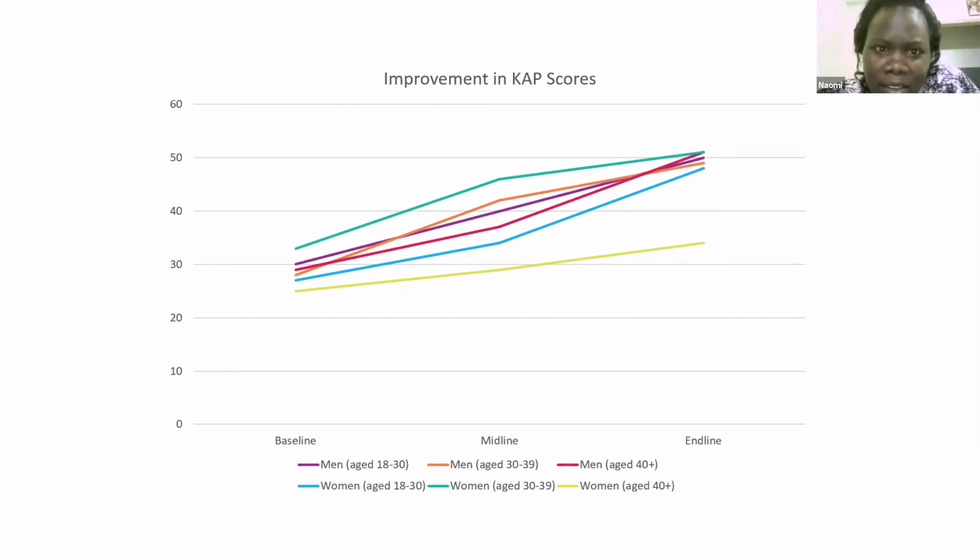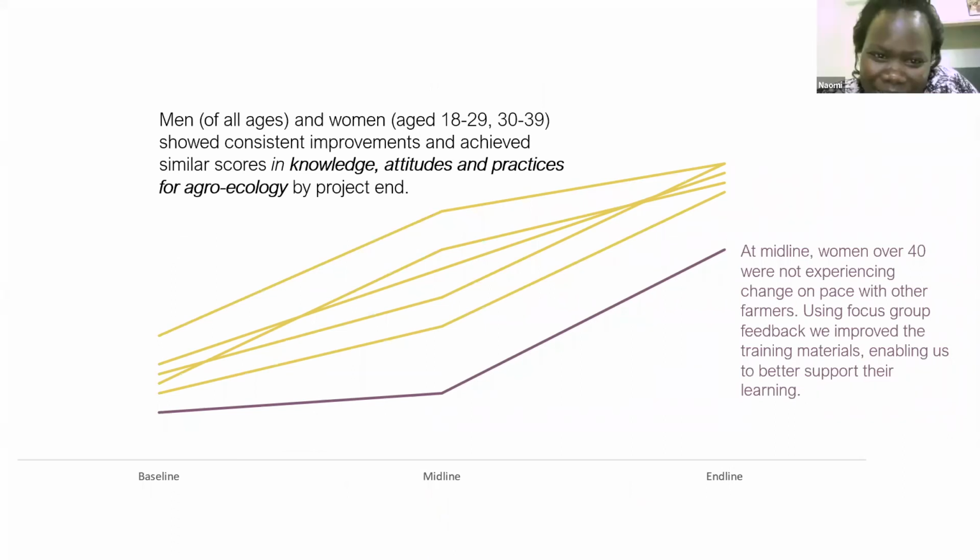The first story that comes to mind, at first sight, it looks like there was improvement in knowledge, attitude, and perception of both men and women, right from the baseline compared to the end of the project. When I look at the baseline against the end line, it's shooting up. So everything's going up. That's good, right? That's a good news story. That's the first one. Women over 40 were not doing as well.